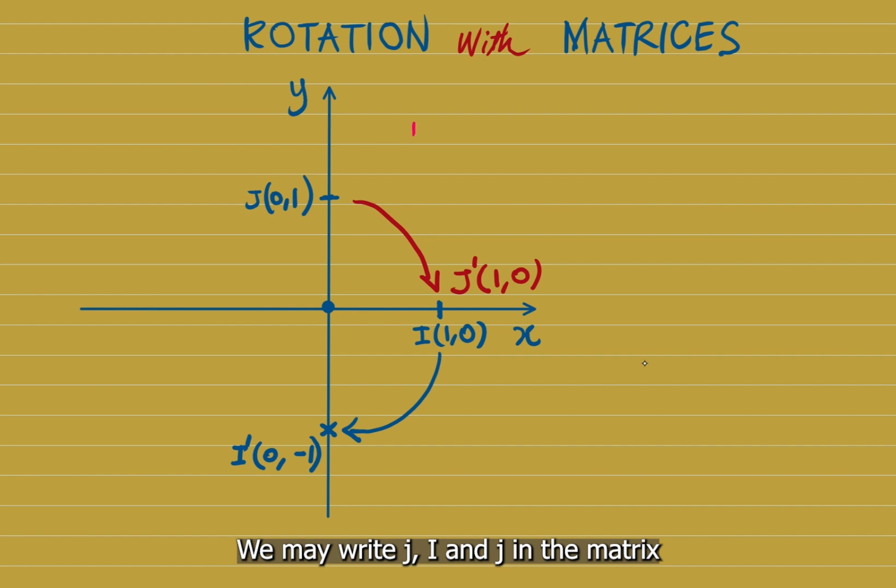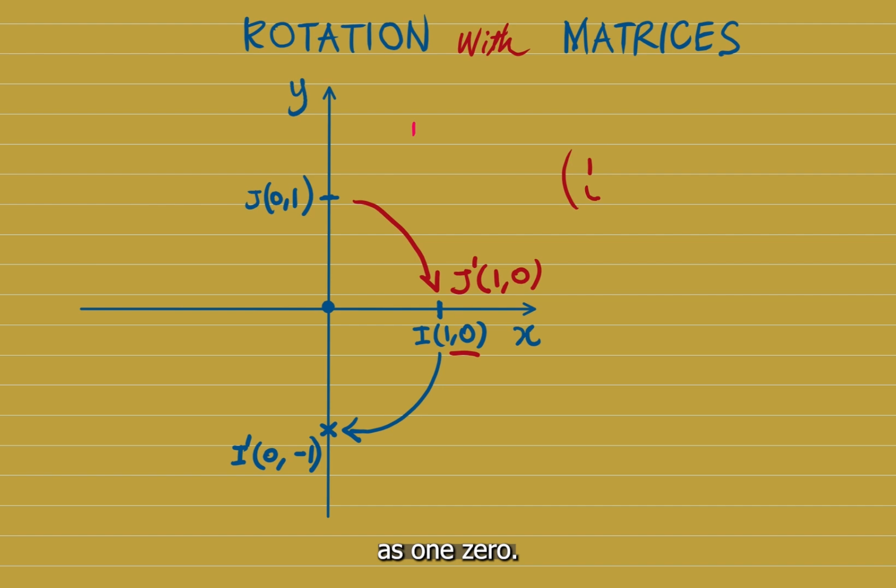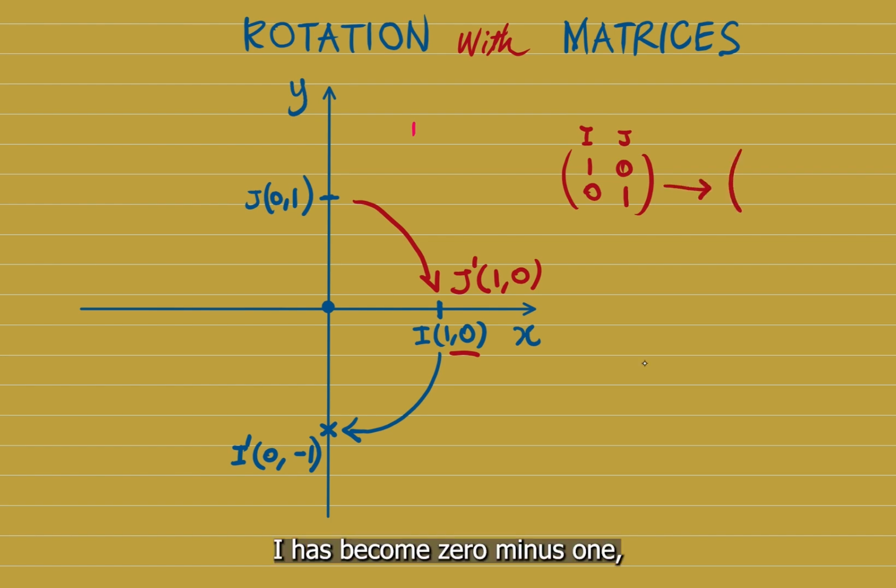We may write I and J in a matrix as 1, 0 and 0, 1. These are I and J. After transformation, I has become 0, -1, which is what we have down here, and J has become 1, 0.